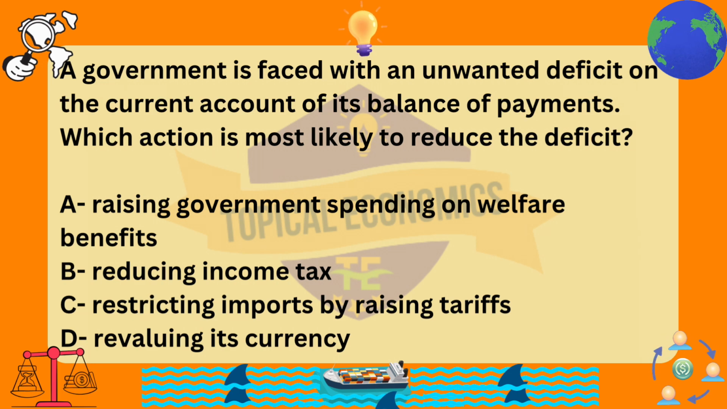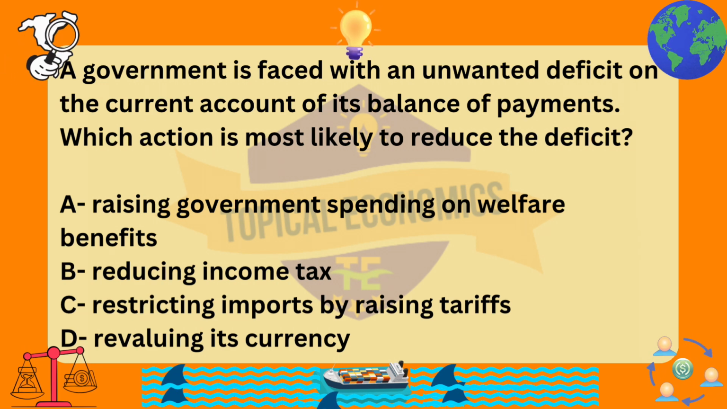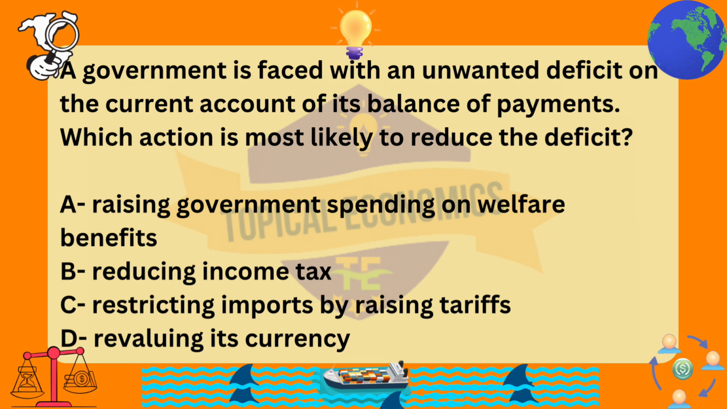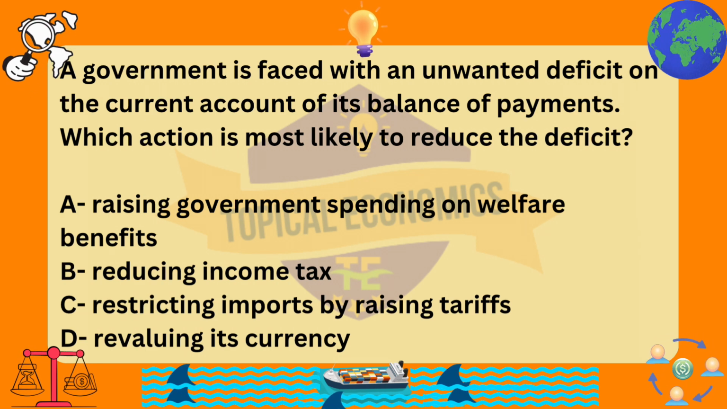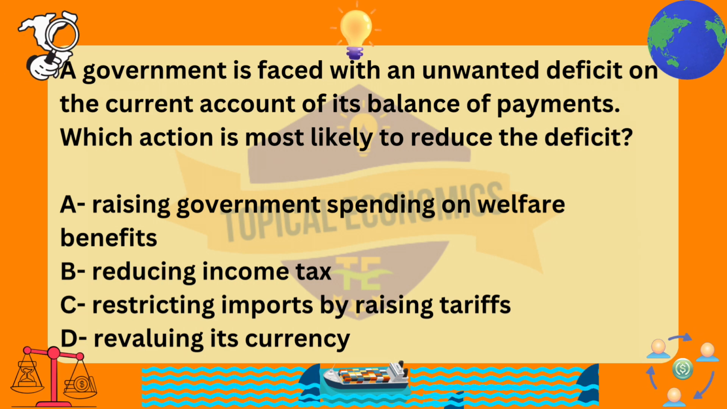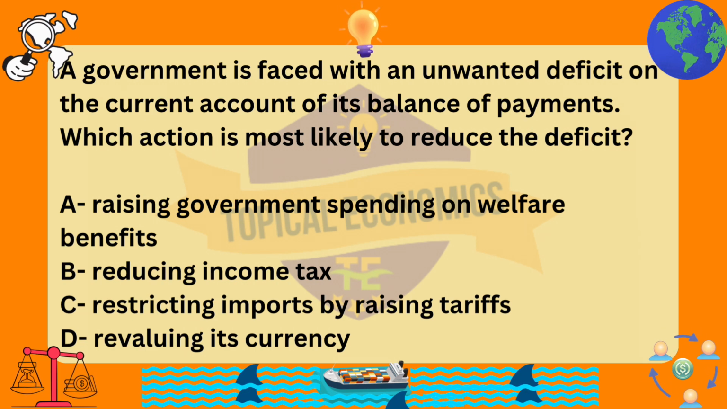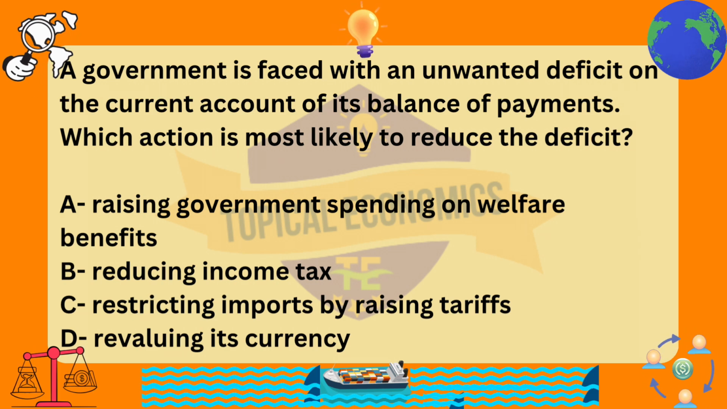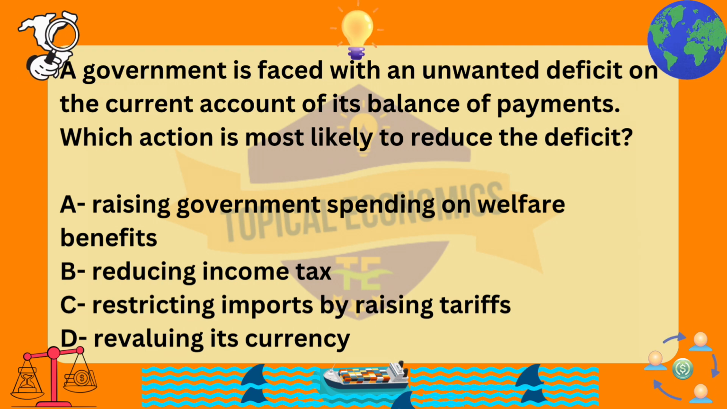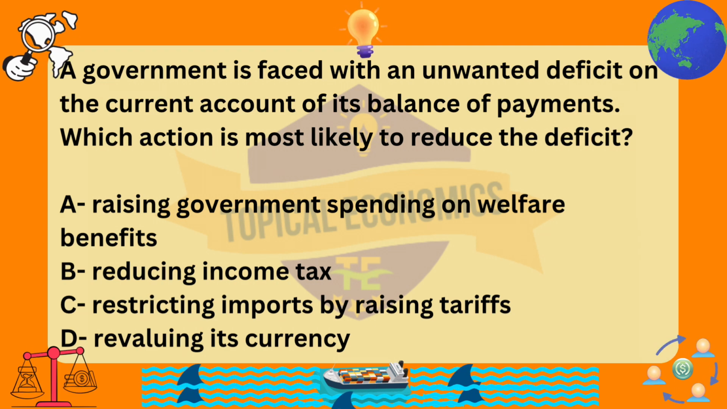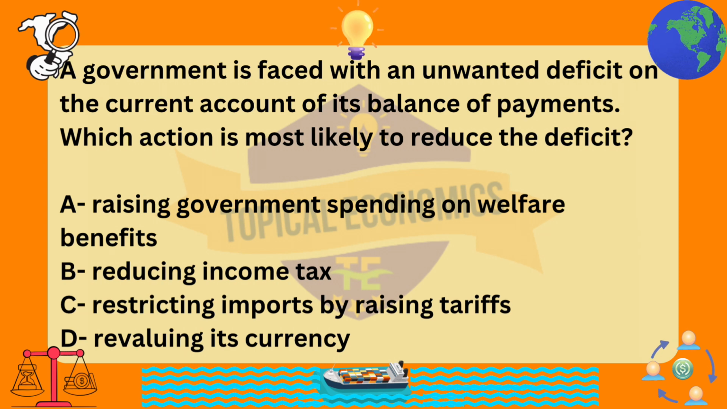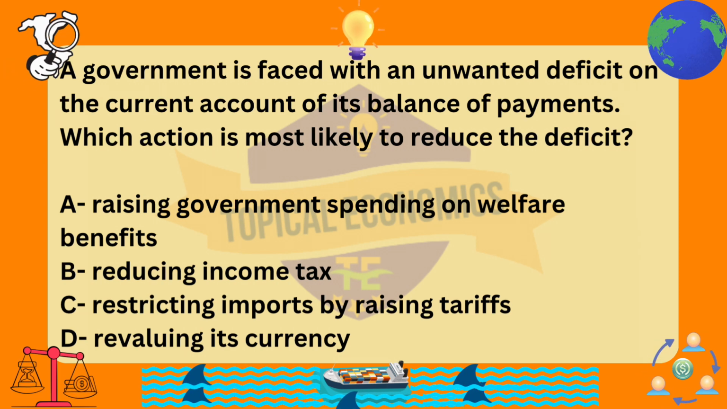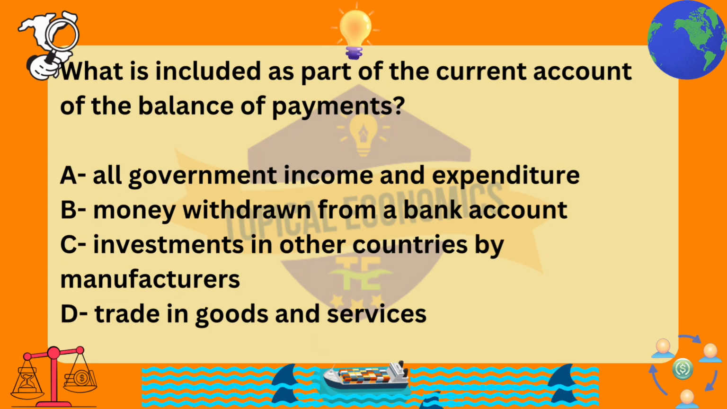When a country has a deficit on its current account, it means that it is importing more goods, services, and income than it is exporting. To reduce this deficit, the government needs to take actions that either increase exports or decrease imports. Raising tariffs on imports makes imported goods more expensive for domestic consumers, which tends to reduce the demand for imports. By reducing imports, the current account deficit could be narrowed because fewer goods and services are being imported relative to exports. This is a direct method to tackle a current account deficit. Moving to the 15th question.